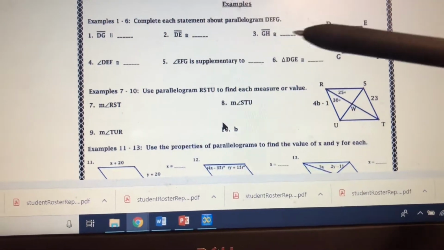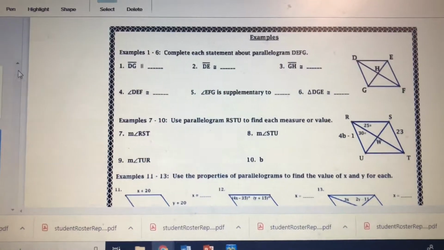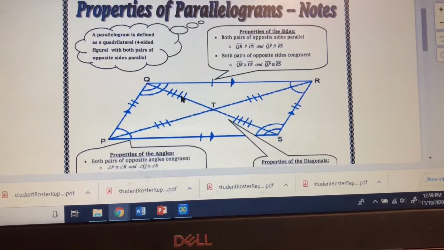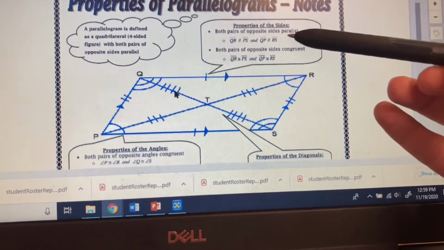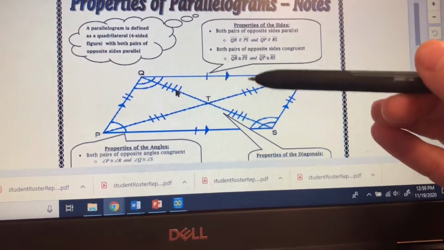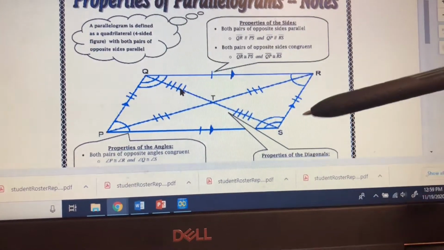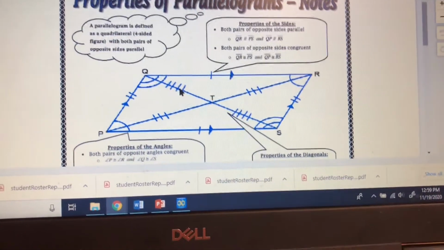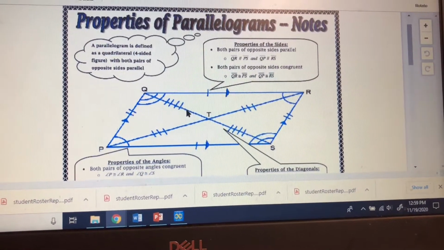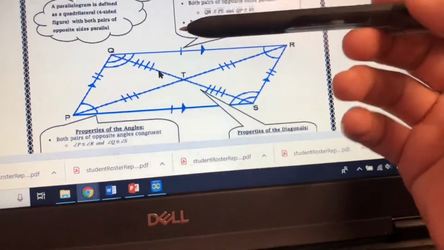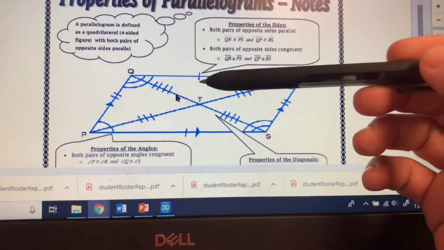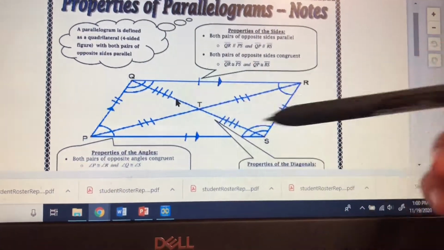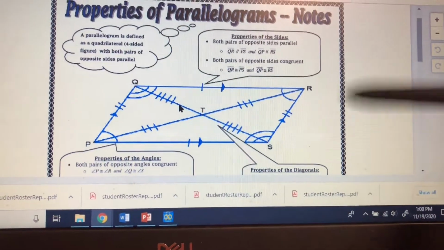Alright, so I'm going to try to explain this the best I can. If you were on the previous page and you looked at the notes, it talks about how both pairs of opposite sides are parallel. So the top and the bottom side are parallel to each other, and these two sides over here are parallel to each other as well. And then it tells us that they're also congruent. So not only are these opposite sides parallel, but they're also congruent, which means that they're the same. Okay, so we have two sets of opposite sides that are parallel and congruent.